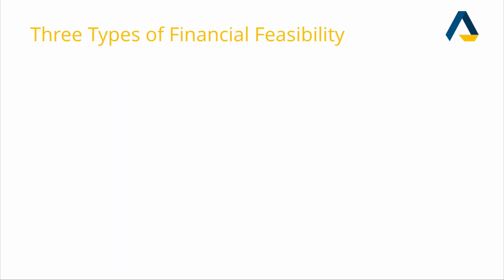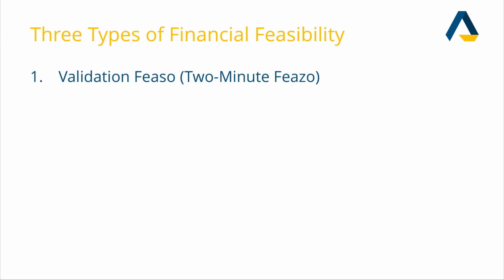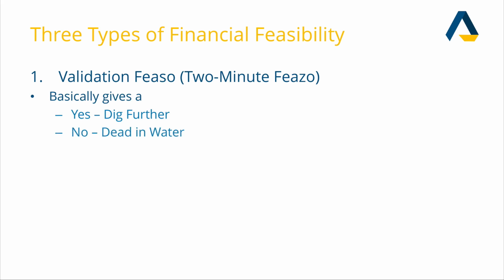So let's look at all these things. We've got the validation FISA, which is the 2 minute FISA. It basically gives you a yes, dig further; no, dead in the water; or yes, move to the next stage, which is actually going to cost you more, as you'll have to get some schematics done.